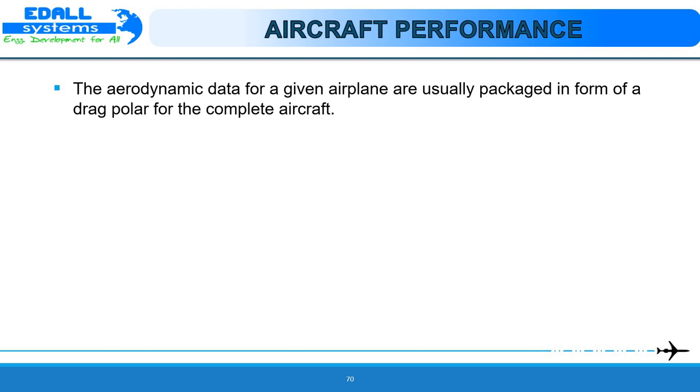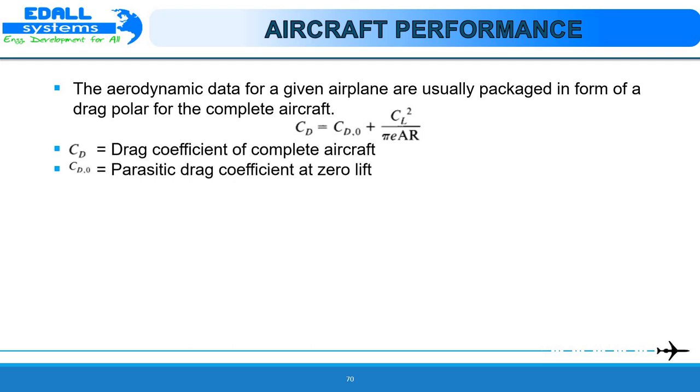These are usually packed in the form of a drag polar for the complete aeroplane. CD equals CD naught plus CL squared by pi e AR. CD is the drag coefficient of the complete airplane. CD naught is the parasitic drag coefficient at zero lift. CL squared by pi e AR is the induced drag.